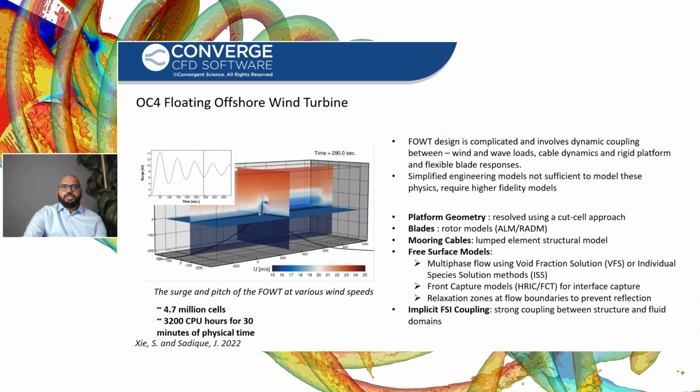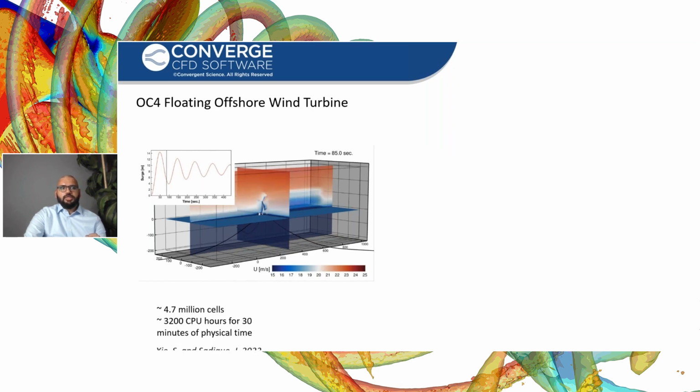And here we are showing an example of a floating turbine based on NREL's OC4 platform and the 15 megawatt turbine. And we are measuring here the surge and pitch at various wind speeds. So you can see the wind comes in, the thrust of the turbine and the drag causes the turbine to surge back, and they are held in place by the moving cables, which also interacts with the seafloor, as you can see here.